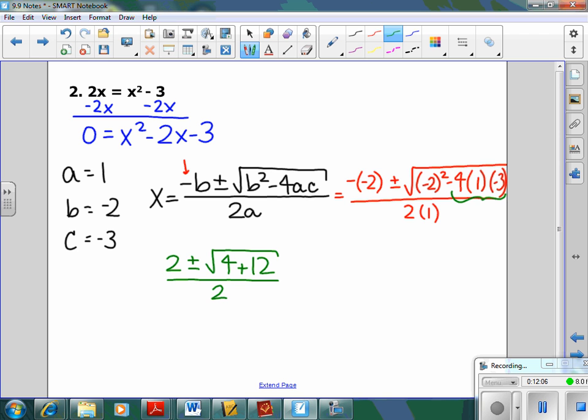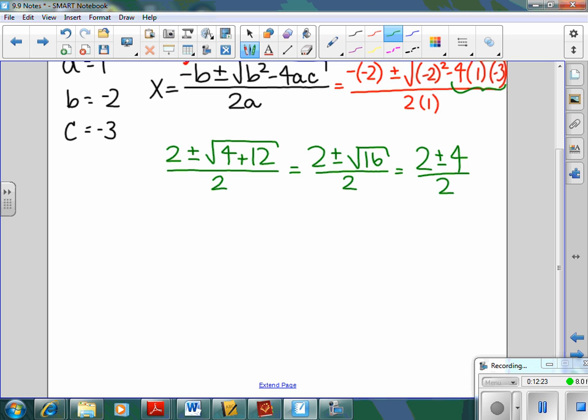So one more simplifying process of all the stuff that's underneath the square root. We get a nice perfect square again. We all know the square root of 16. So now we're at the point where we can split this up into 2 different problems. One option is to have 2 plus 4 all divided by 2. And then the other one is 2 minus 4 all divided by 2. So solve these guys separately.